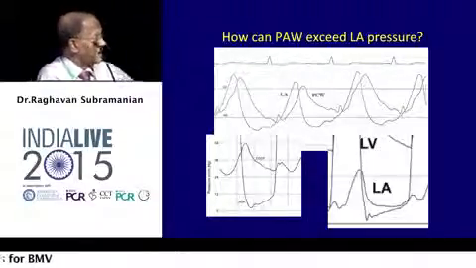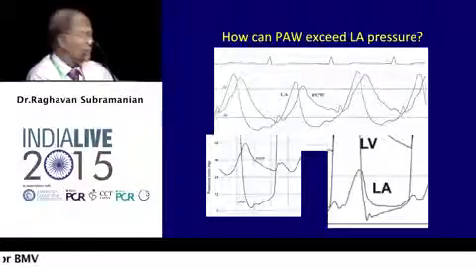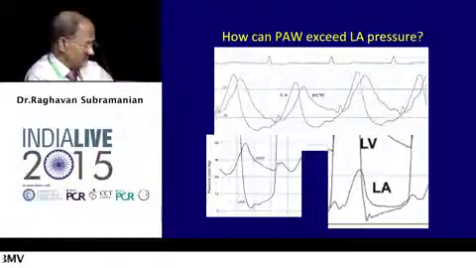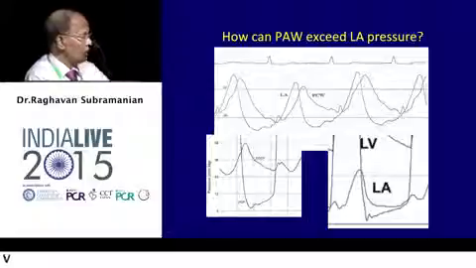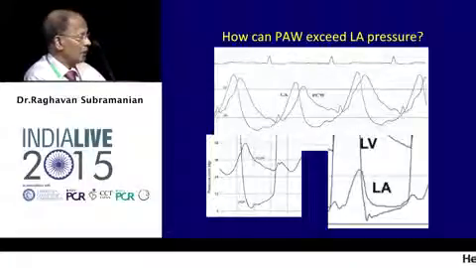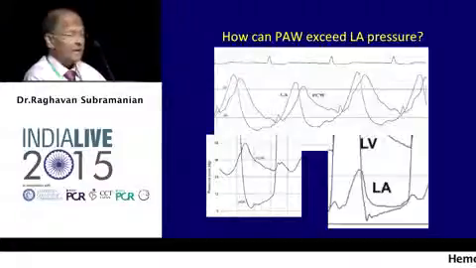Here is an elderly person again who had elevated wedge pressures. It was 38. But again, there was a distinct gap between the PA wedge pressure and the LV diastolic pressure. It looks like there is a mitral gradient.